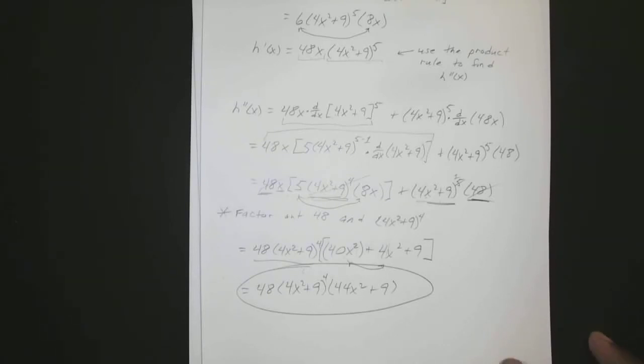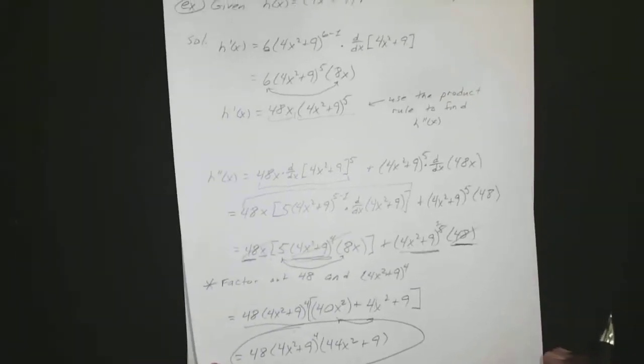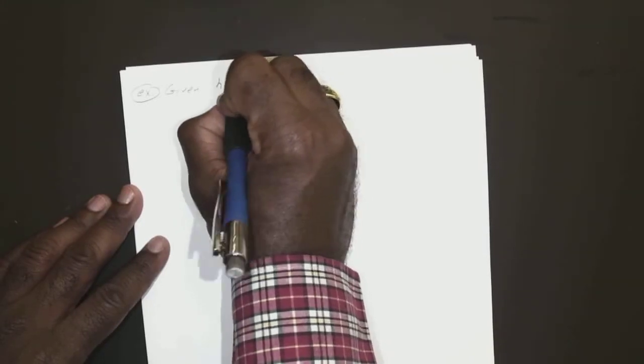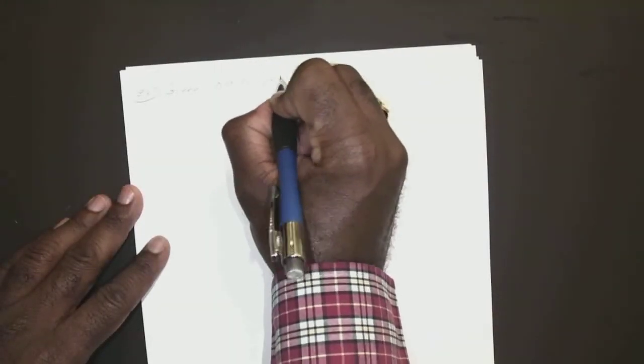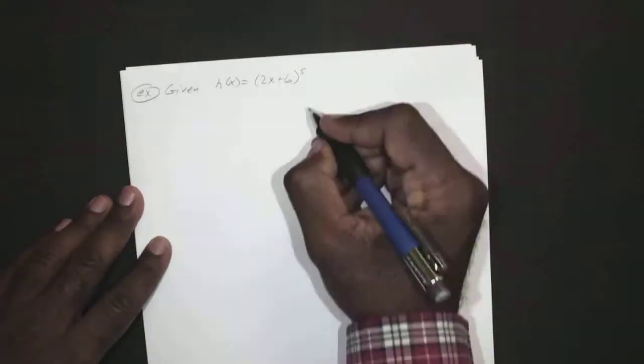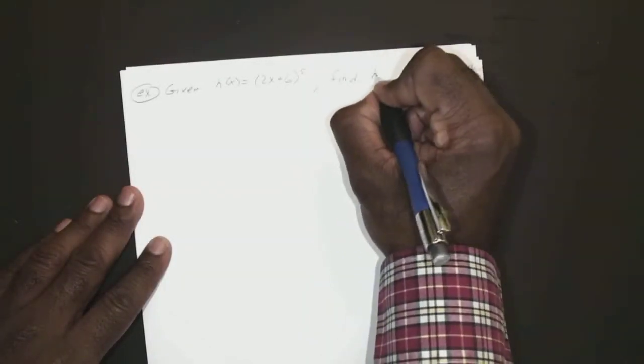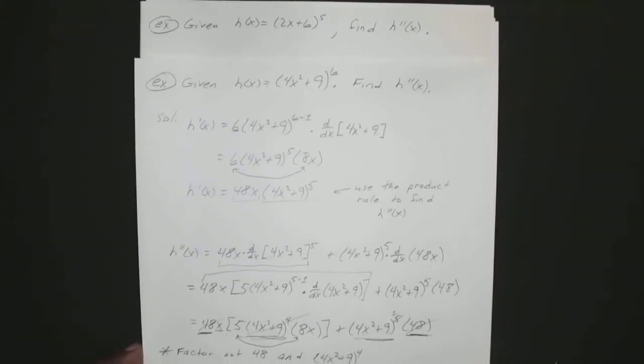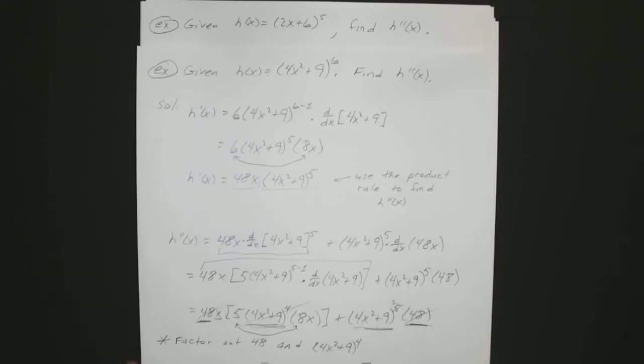So let's say, for example, we had, given h of x is equal to 2x plus 6 to the 5th power, we want to find our second derivative. All right, I'll give you a few moments to start on that one, and I'll leave this one up as high as I can to kind of give you a reference.